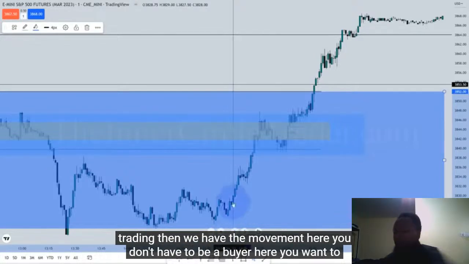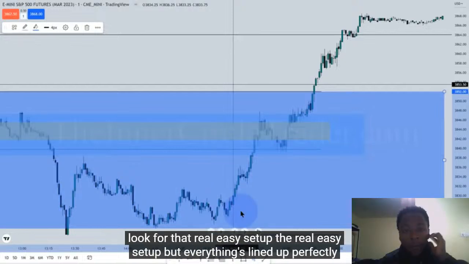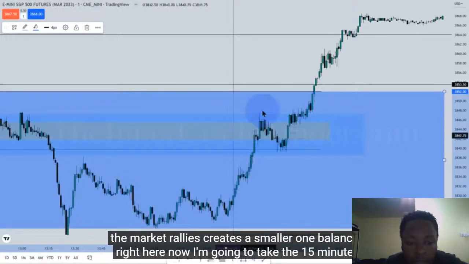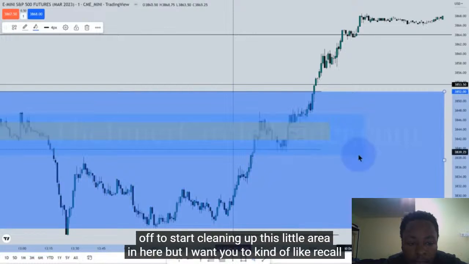Then we have the movement here. You don't have to be a buyer here. You want to look for that real easy setup, the real easy setup where everything's lined up perfectly. The market rallies, creates a small little imbalance right here. Now I'm going to take the 15-minute off to start cleaning up this little area in here, but I want you to kind of recall where these things are.